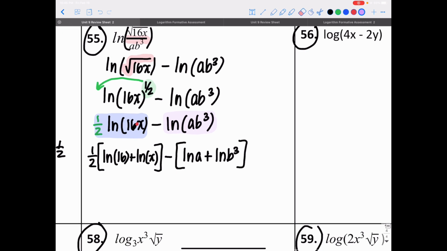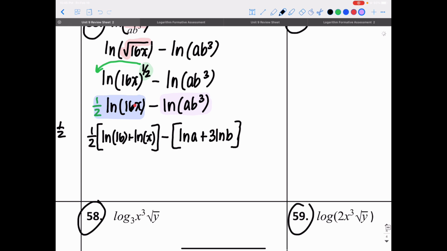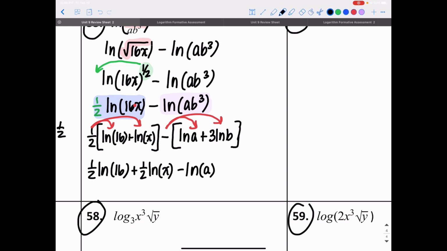I'm just going to take the b cubed, I'm going to take that exponent away from the b, and I'm going to move it to the front. So I'm going to have 3 ln of b instead. I'm going to distribute this 1/2 to these two, and I'm going to distribute this negative to these two, and I'm going to end up with 1/2 ln of 16 plus 1/2 ln of x minus ln of a minus 3 ln of b.